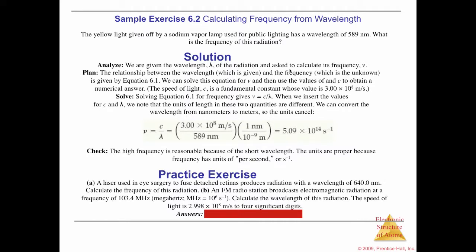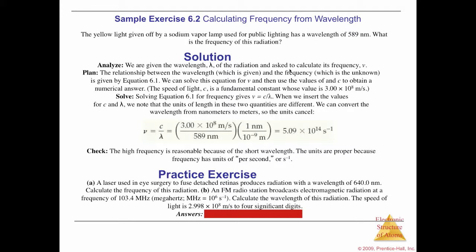Sample exercise 6.2, calculating frequency from wavelength. The yellow light given off by a sodium vapor lamp used for public lighting, in other words, a street lamp, has a wavelength of 589 nanometers. Notice that it is in the visible spectrum. What is the frequency of this radiation?